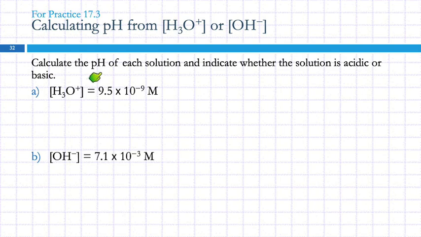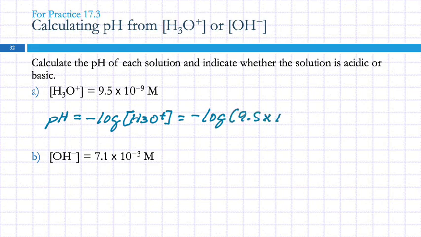Calculate the pH of each solution. So here we're given the hydronium ion concentration. So we use the pH equation. pH is the negative log of the hydronium ion concentration. And so that's going to be the negative log of 9.5 times 10 to the minus 9. This is going to be 8 something. This has 2 sig figs, so I'm going to put 2 decimal places. This pH would be 8.02.